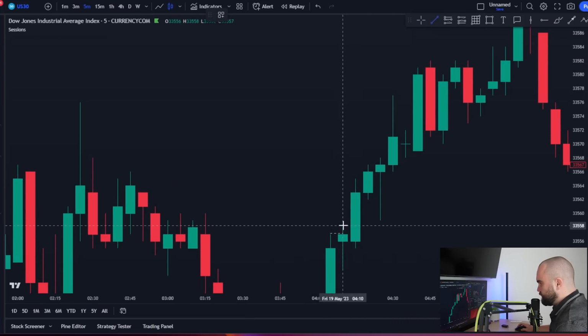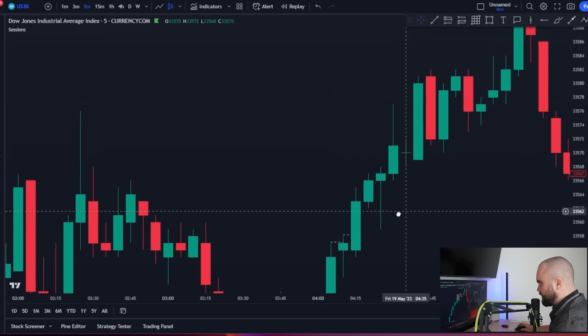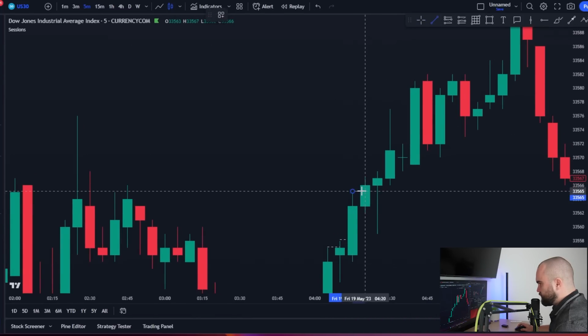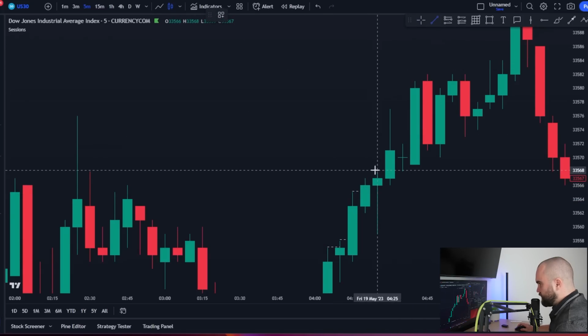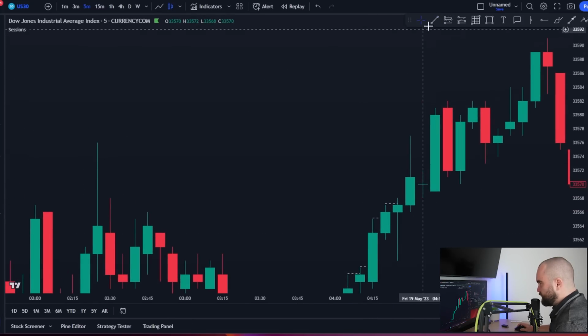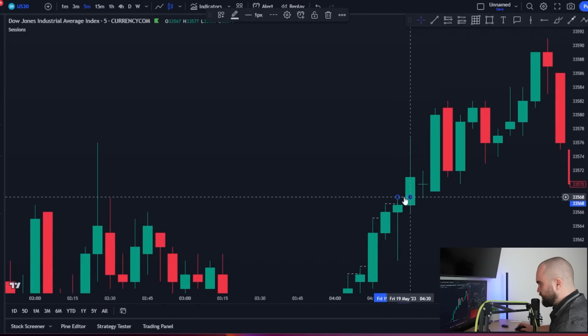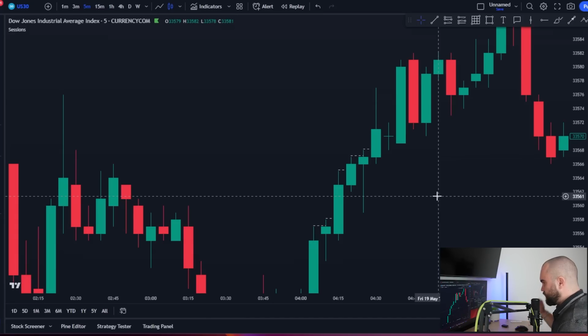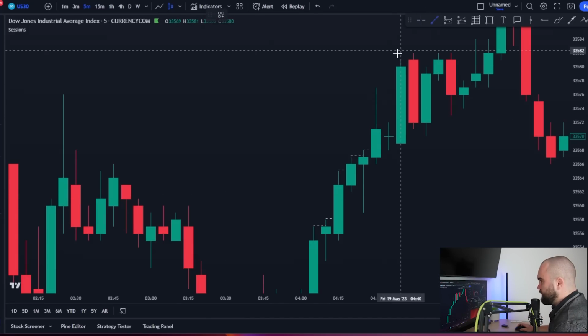Okay, this candle breaks the previous candle's high. This candle breaks the previous candle's high. This candle breaks the previous candle's high. This candle breaks the previous candle's high. Okay, so we continue to look like this.